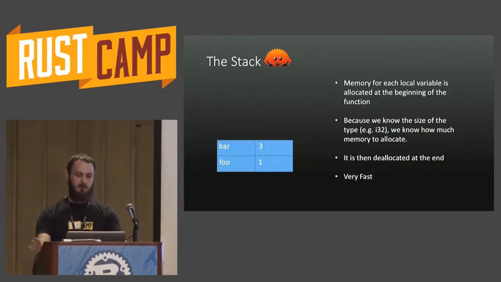So what Ferris just built is called the stack. It's a fairly basic data structure and is a good way to think about memory on the low end. Memory for each local variable is allocated at the very beginning of the function, with some caveats. And then because we know the size of the type, we know how much to allocate, and it's deallocated at the end. And because it just goes in sequential order, it's very fast.